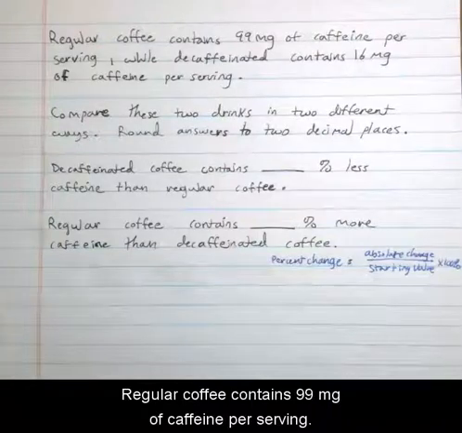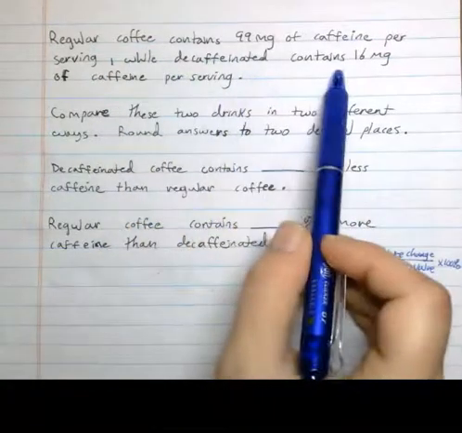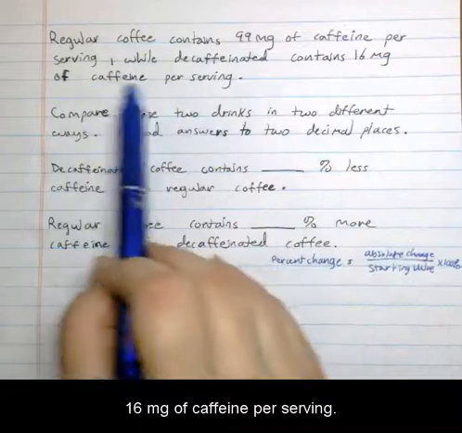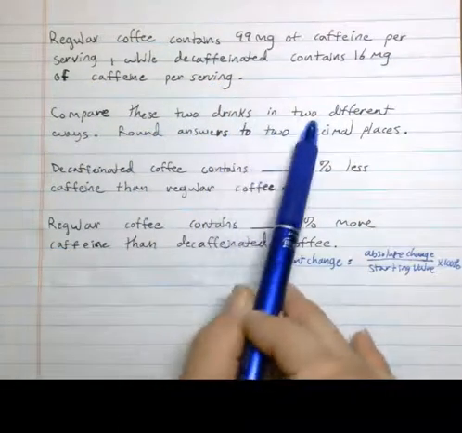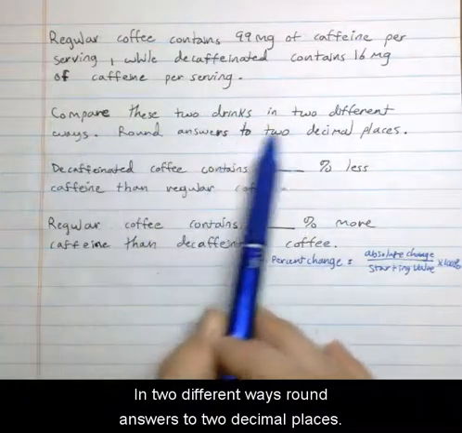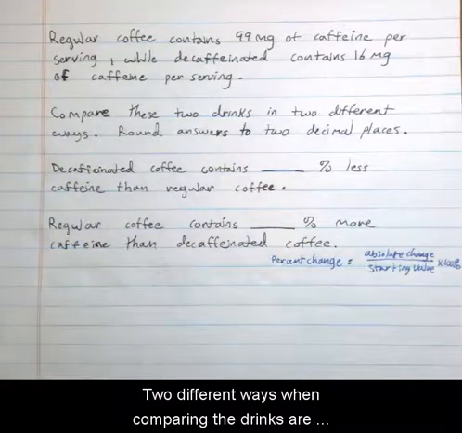Regular coffee contains 99 milligrams of caffeine per serving, while decaffeinated contains 16 milligrams of caffeine per serving. Compare these two drinks in two different ways. Round answers to two decimal places. So the two different ways we're comparing the drinks are here.